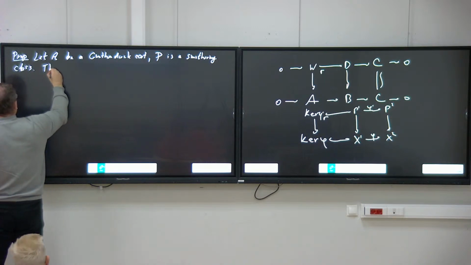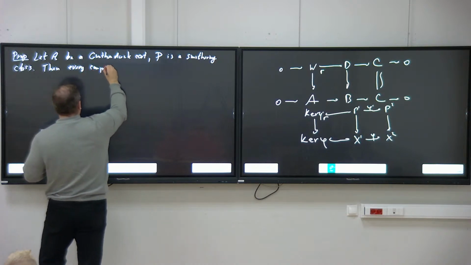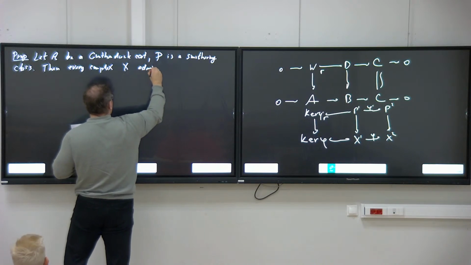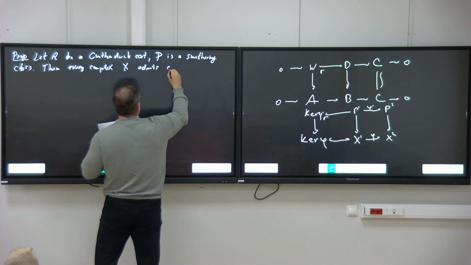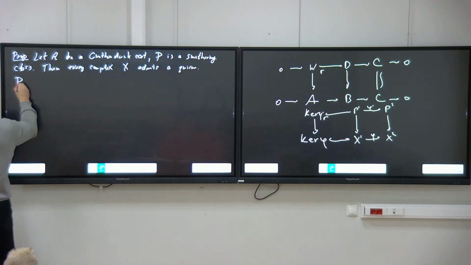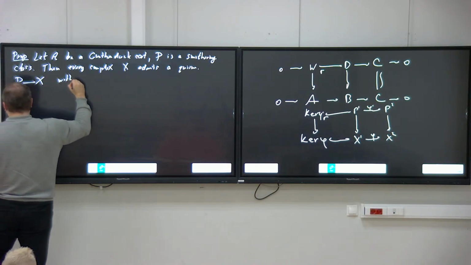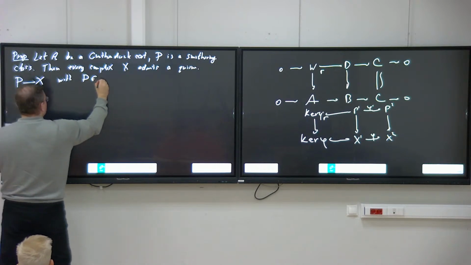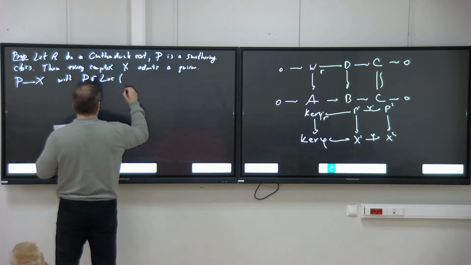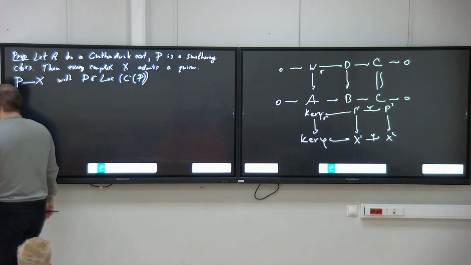So then every complex X admits a quasi-isomorphism of the object P to the X, where I can take this object P to be in the smallest localizing subcategory, so the localizing closure of C minus of the P. Okay.